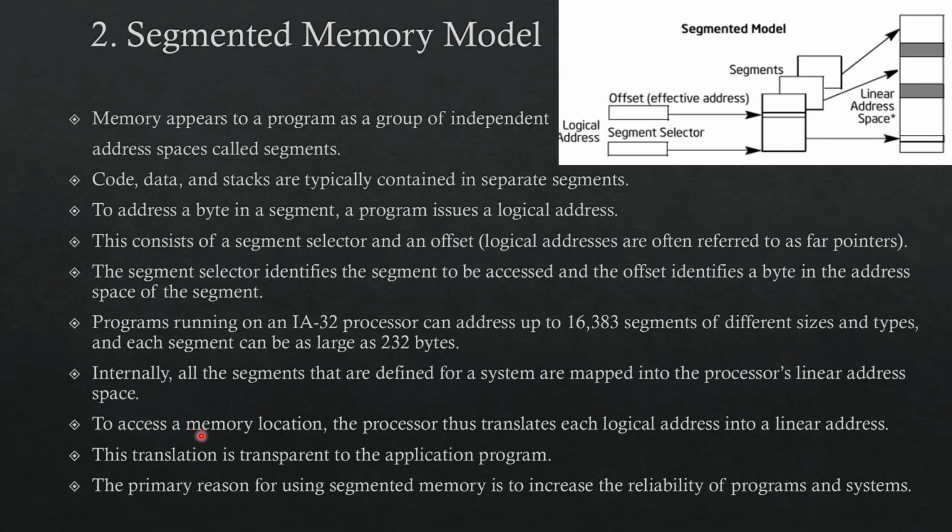So in order to access a memory location, the processor translates this logical address into a linear address, and this linear address is then transferred. This is what we are doing in the memory management unit where segmentation is present. So the logical address is converted into the linear address. And the primary reason for using segmented memory is to increase the reliability of programs as well as systems.